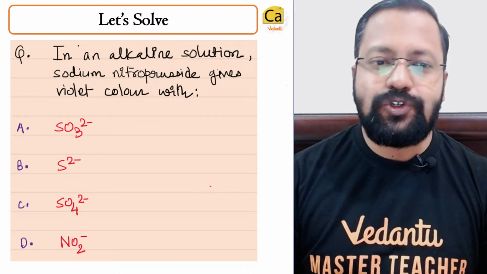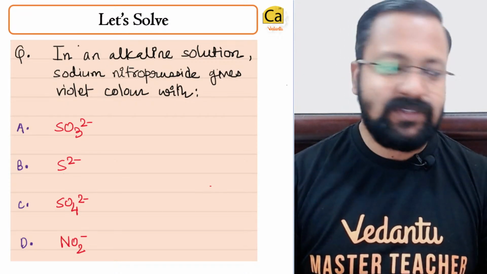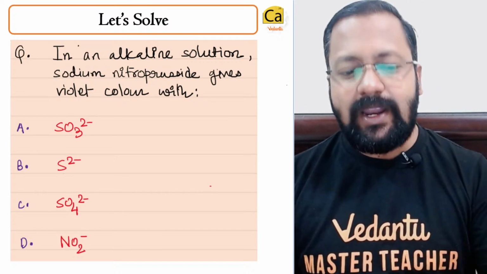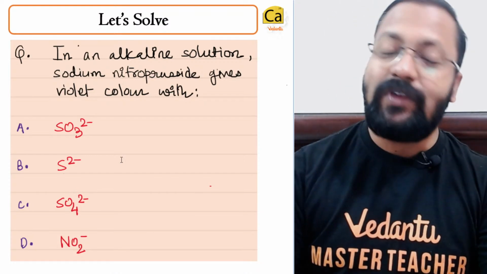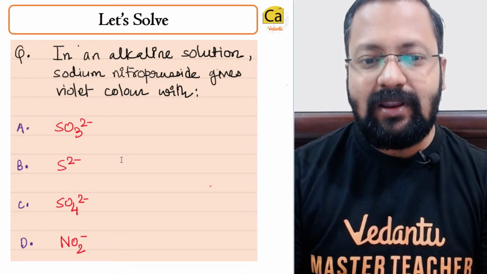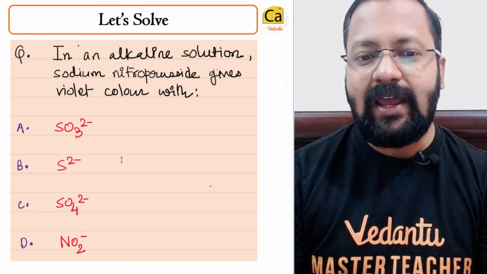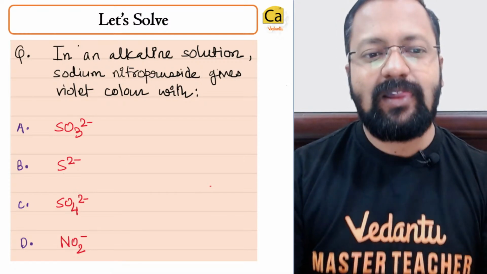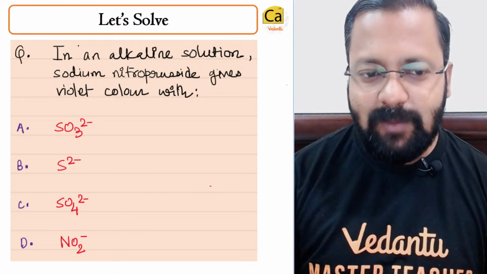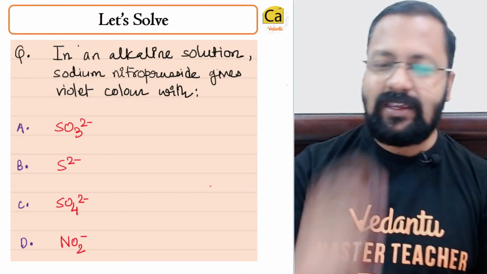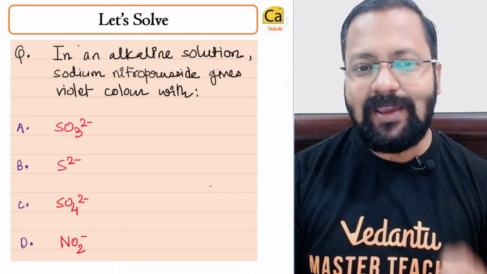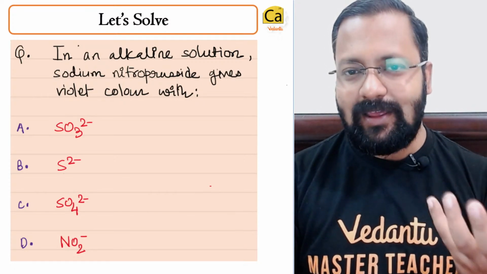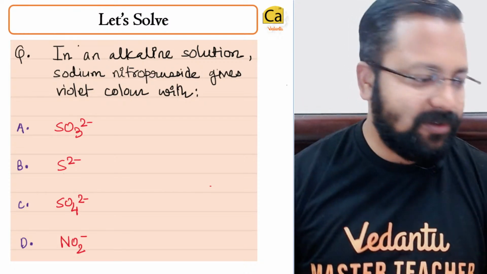In an alkaline solution, sodium nitroprusside gives a violet color with which of these anions? Please try to recall for which anion we had used sodium nitroprusside. ये हमने डिस्कस किया था. This was discussed last week Monday, the first day when we had started discussing acid radicals.